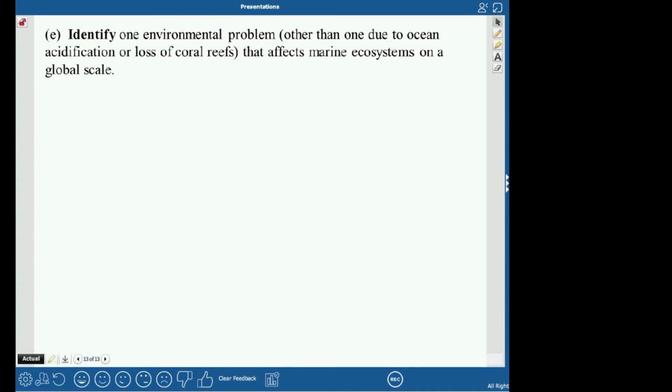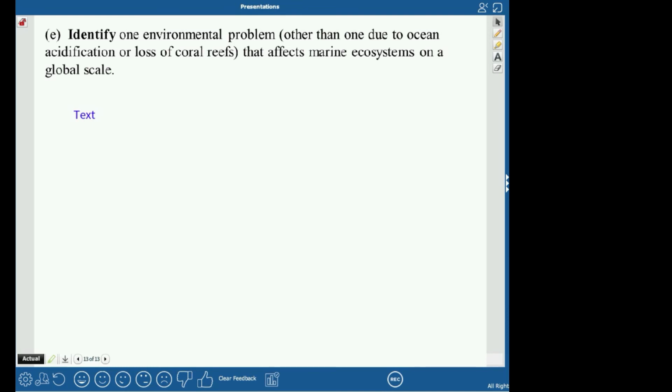then it says identify an environmental problem other than one due to ocean acidification that affects marine ecosystems on a global scale. So they actually want something else that's affecting the ocean, but not acidification. Okay, so you can pick anything you want, and you just have to identify it. So you don't even have to describe it or anything. So you could talk about overfishing. You could talk about increased temperatures. You could discuss invasive species, or you don't have to discuss, sorry. You could just say invasive species, trash, plastic.